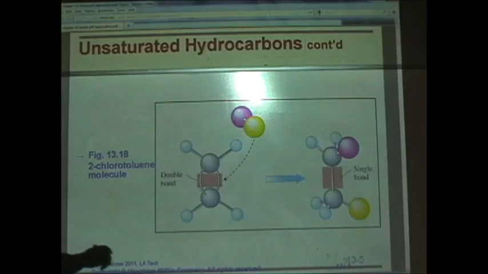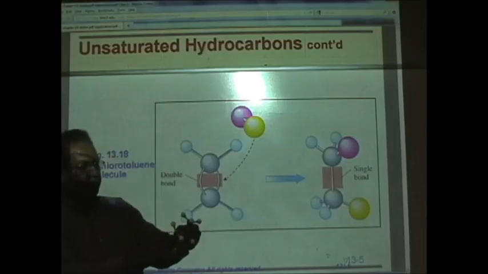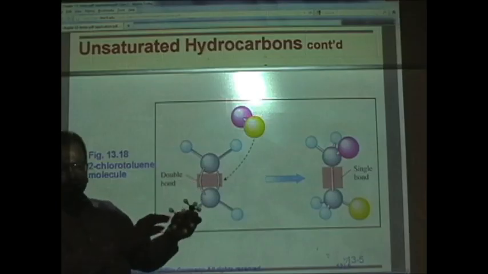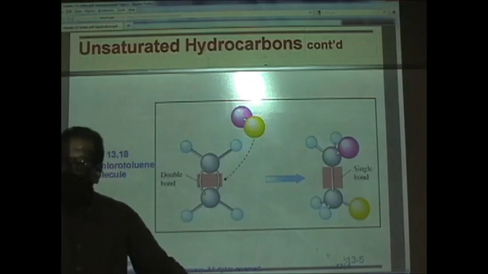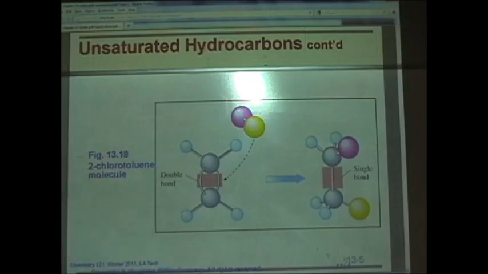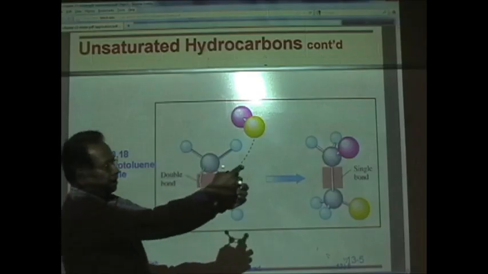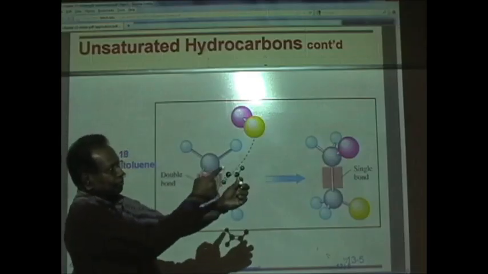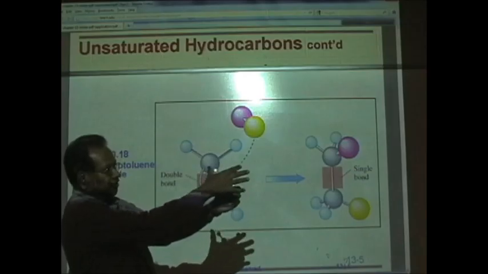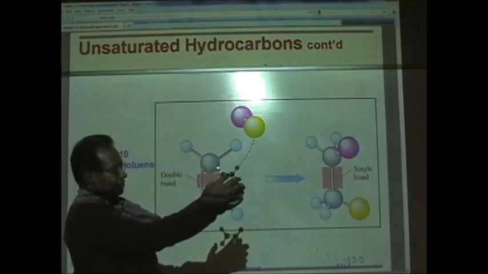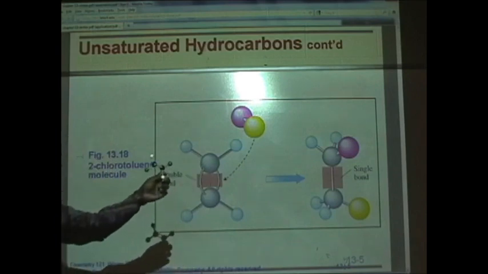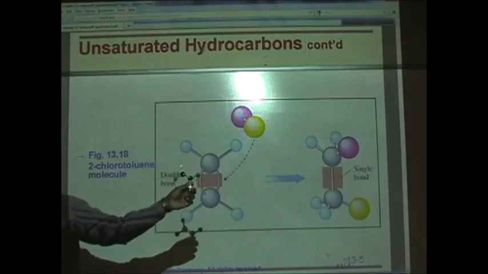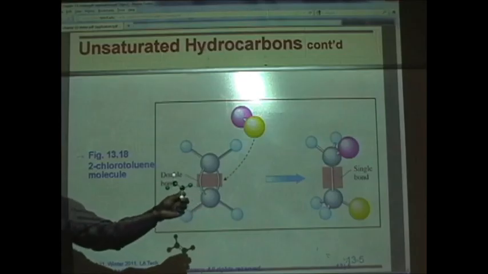If you have two different groups on this side or the same side, it's the same molecule, just a different conformation. But with this one here, if you have a double bond, you can remove this green ball and put it here, and you get a cis isomer and a trans isomer. These are called geometrical isomers. Geometrical isomers come from molecules when they have a double bond or a ring.